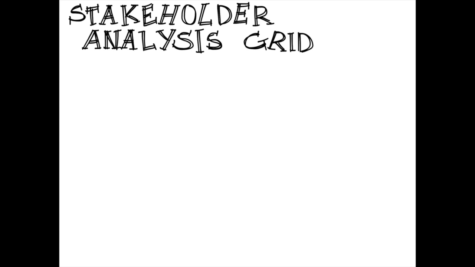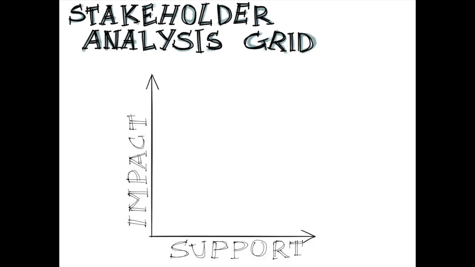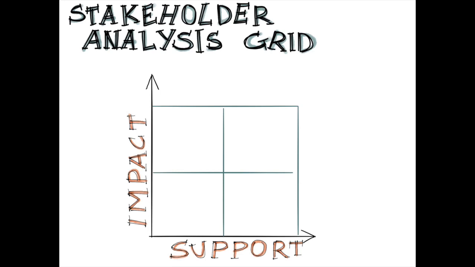If you struggle to know how to manage your stakeholders, then this short video will be a great help to you. For those of you who don't know, a stakeholder is simply someone who has a vested interest in the work that you do. Broadly speaking, you can categorize them according to how much impact they have within the organization and how much support they give to you. This then gives us the 2x2 matrix, which is known as a stakeholder analysis grid.